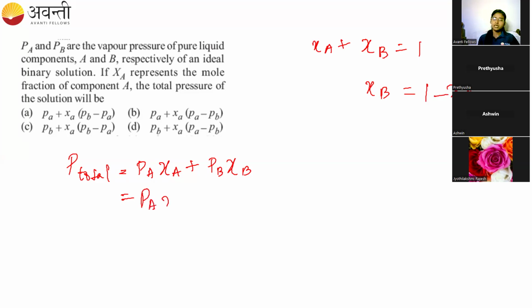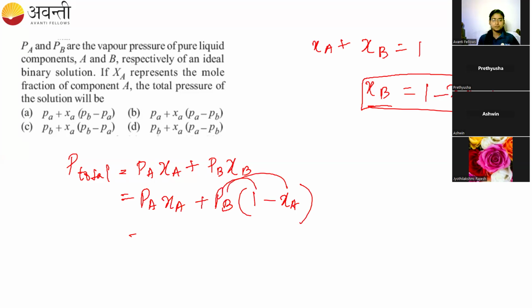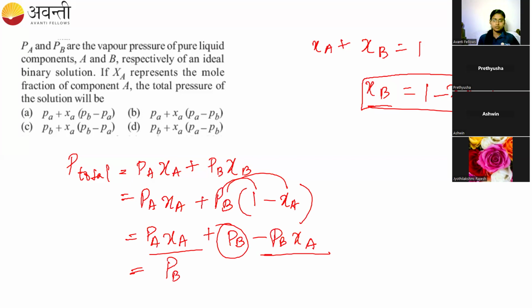So let me write PA XA here plus PB, in place of XB substitute 1 minus XA. Now multiply PB to both the terms. We will get PA into XA plus PB into 1 minus PB into XA. So we have XA in both these terms. So take PB out, plus take XA from these two terms, and the remaining thing will be PA minus PB, which is nothing but the total pressure of the solution.